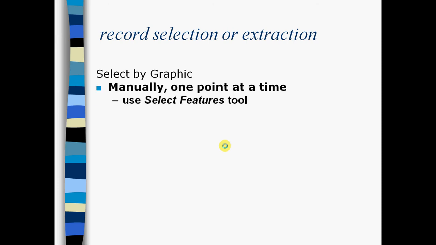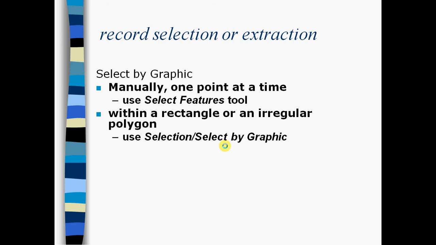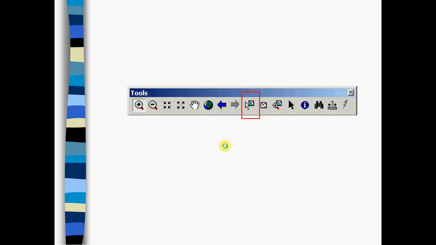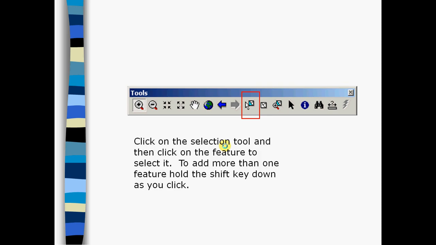There are various ways to create a selection set. One that's possible is to select by a graphic, and it's possible to draw a box or use another feature to select all of the geometries within a particular region. This is under the Select Features tool, and it's possible to use a rectangle or an irregular polygon. This is not a commonly used operation.